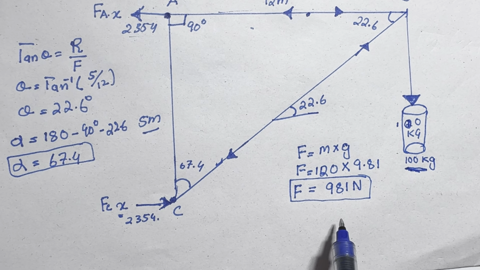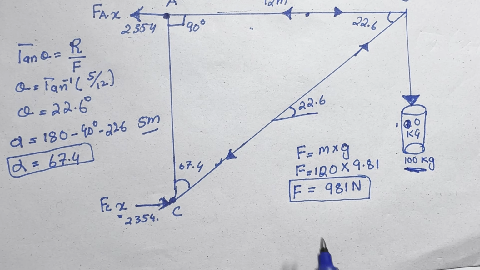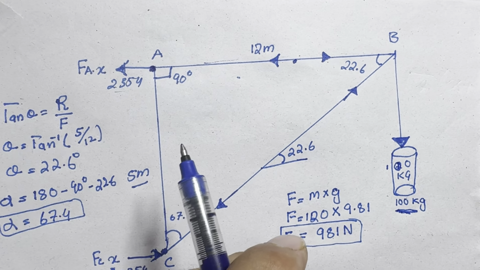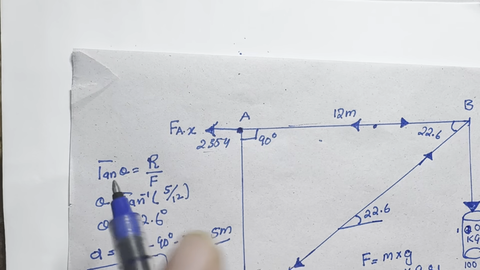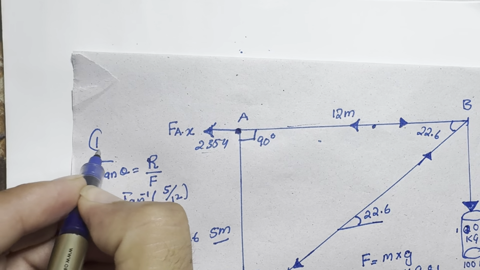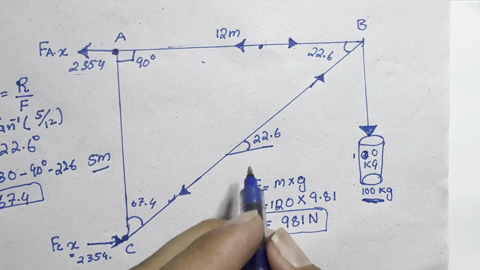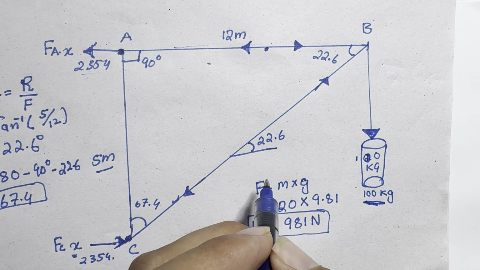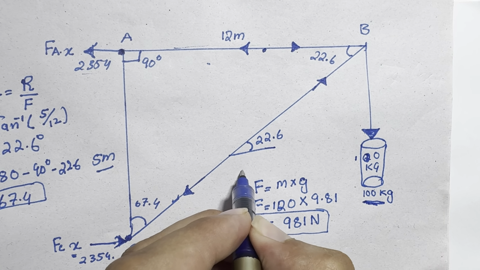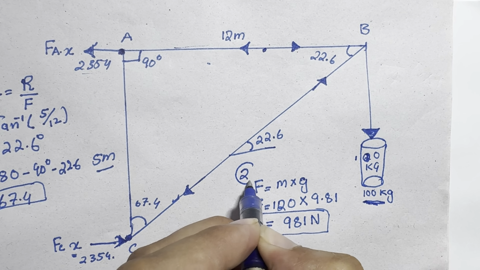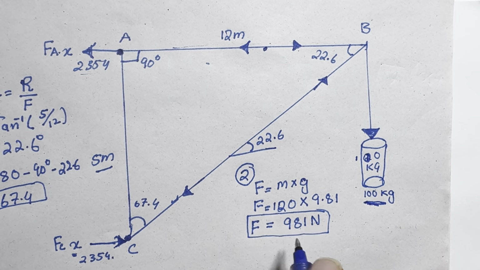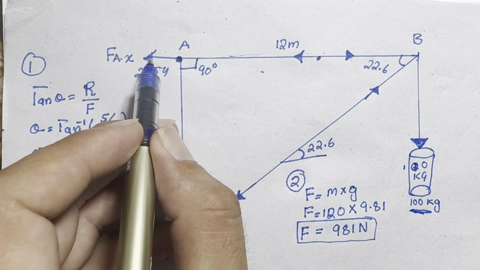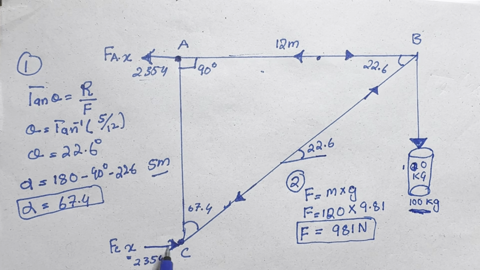So we found that force and also the angles. In the first step you have to find the angles, and in the second step you have to convert the weights or any other units to the same unit, to the force. Okay, this is the second step. And the third step is you have to find this reaction force and this force.